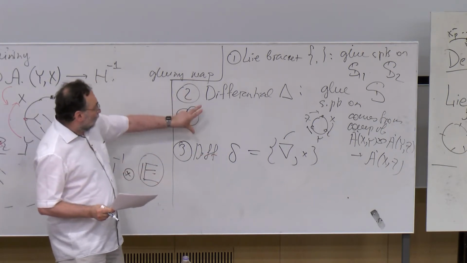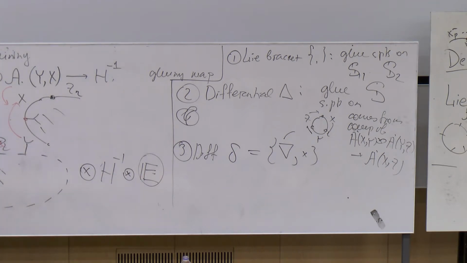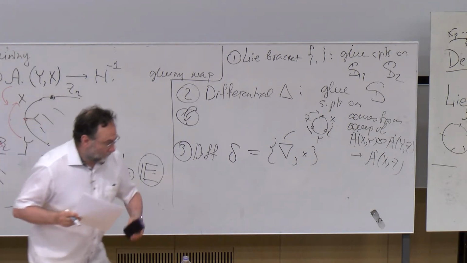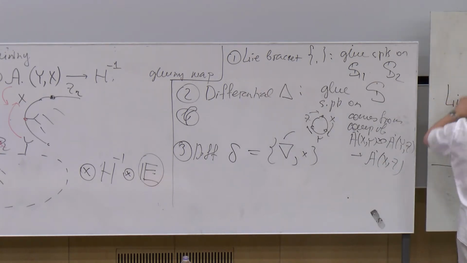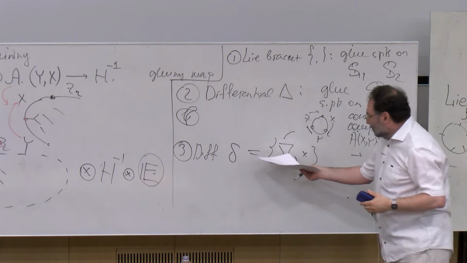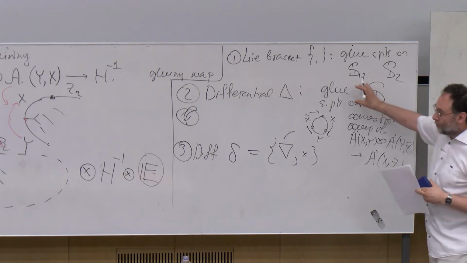So now I have two differentials and a Lie bracket. So I get a dg Lie algebra. The Lie bracket is just gluing two surfaces in all possible ways. The differential little delta is just a Lie bracket with one particular element. This is small delta. Yes, and for big delta, you glue two special points on the same surface.